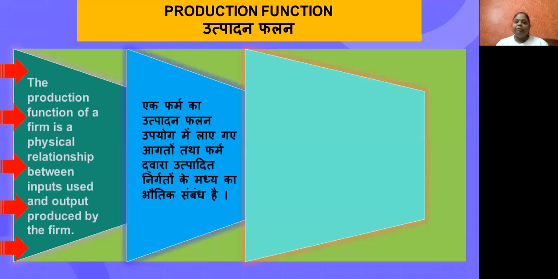So children, a production function of a firm is a physical relationship between its inputs and outputs. It means the amount of inputs used and the amount of output produced using those units of inputs. That relationship is known as the production function. For example, if 10 units of labor and 2 units of capital are giving me 100 units of output, then this is my production function.